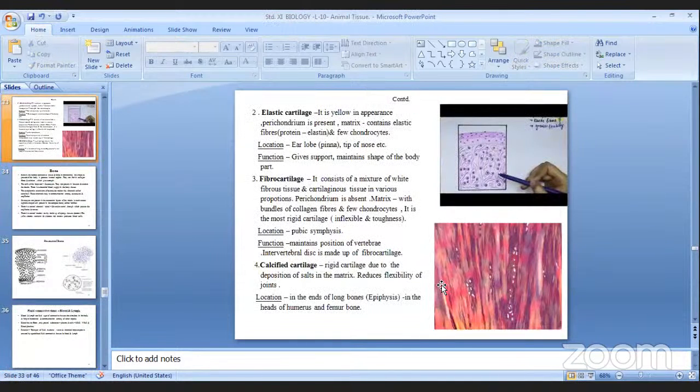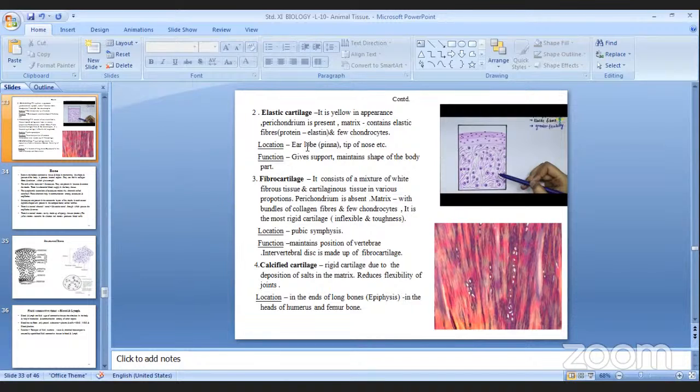Then next comes the elastic cartilage. You can see over here, it is yellow in appearance. Here in the diagram, pink stain is shown. Then perichondrium is present, right? The difference between the 3 main types is that elastic and hyaline have the perichondrium membrane, but the fibrocartilage does not have a perichondrium membrane. The matrix contains elastic fibers, that is, the protein elastin, and few chondrocytes are present.